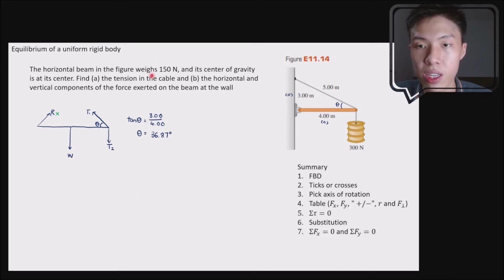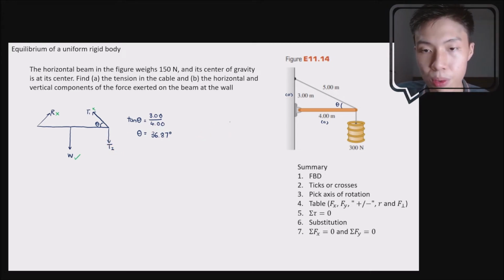Next, for the weight over here, it's mentioned that the weight is 150 Newton, so you will have the value for this weight. Next, for tension 1 over here, you are asked to find tension 1. Tension 1 is question A. Because you don't know it, you put a cross beside tension 1. And for tension 2, you should be able to know the tension because you know the weight of this hanging object is 300 Newton.